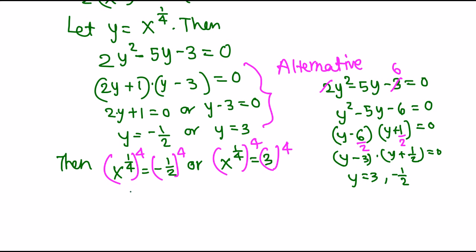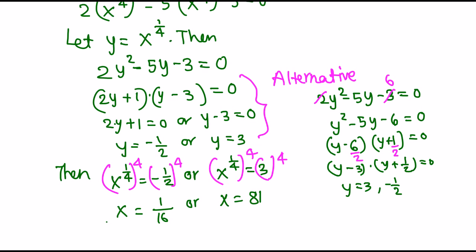The 4s cancel, so x equals negative 1/2 multiplied 4 times. Negative times negative times negative times negative is positive, so we don't have to write that. 1/4 times 1 is 1, and 2 times 2 times 2 times 2 is 16, so 1/16. Or x equals 3 raised to 4, which is 3 times 3 times 3 times 3, 81. Thus we got x values.